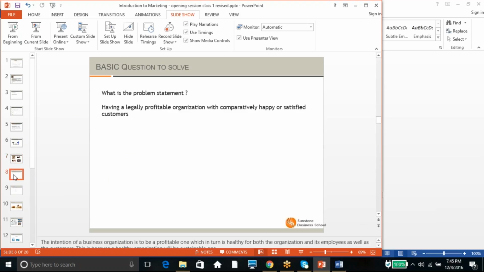Okay. So what's our basic problem statement? Having a legally profitable organization with comparatively happy or satisfied customers. The word comparatively looks confusing, but again I'll explain that to you.